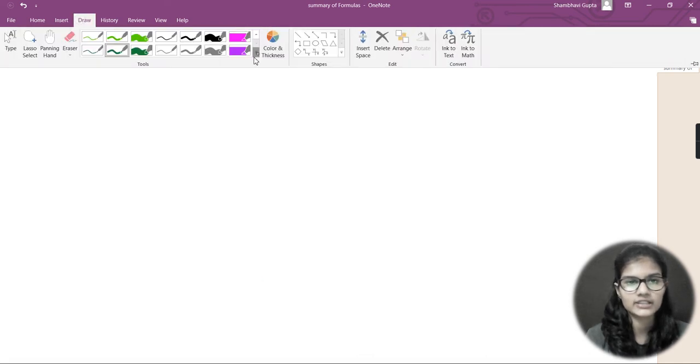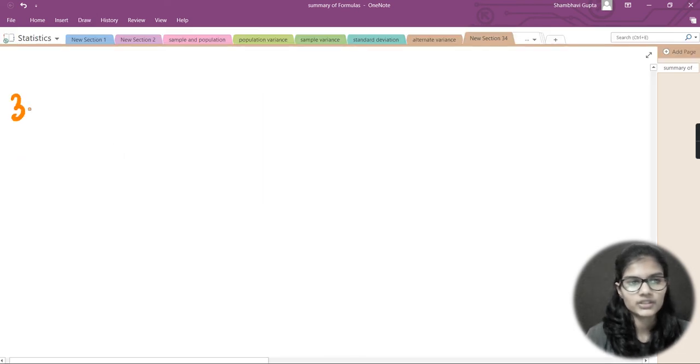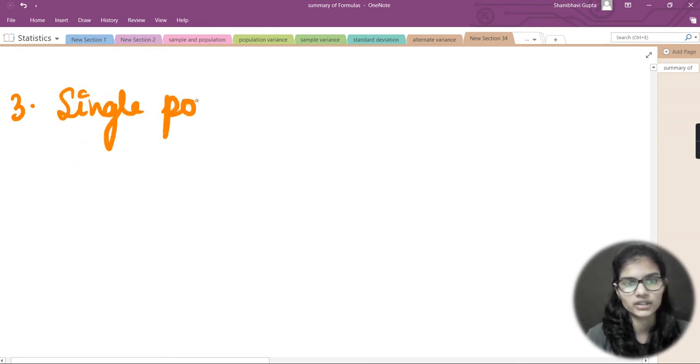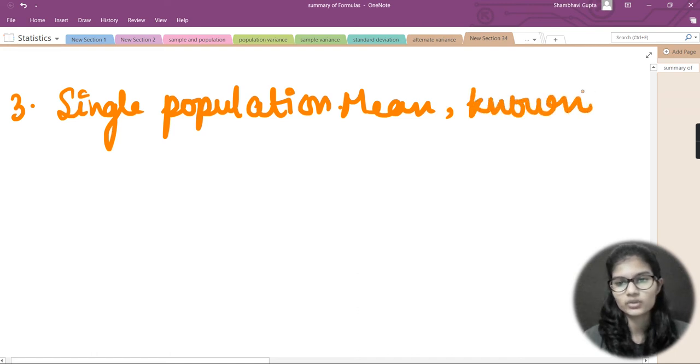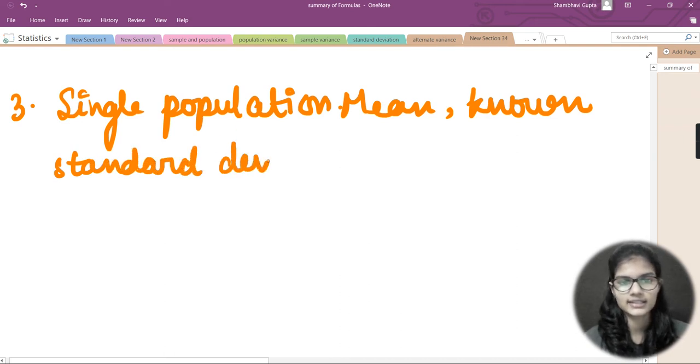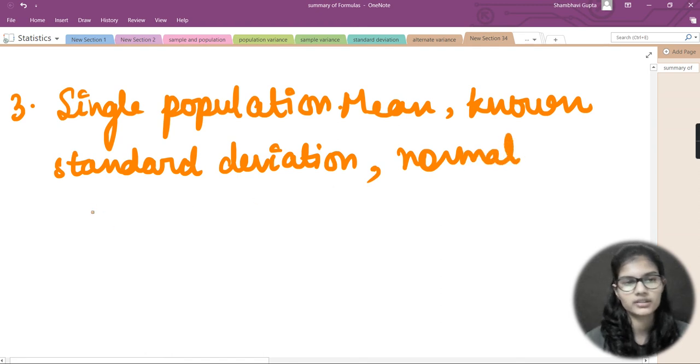Now let me quickly take another color. Right, this one here, so we write 3. Fine, now I have many more things in this. We had discussed the single population mean, then the known standard deviation, and then the normal distribution.